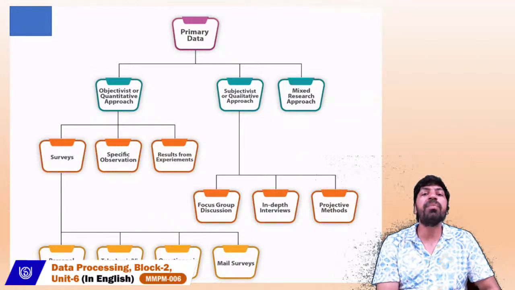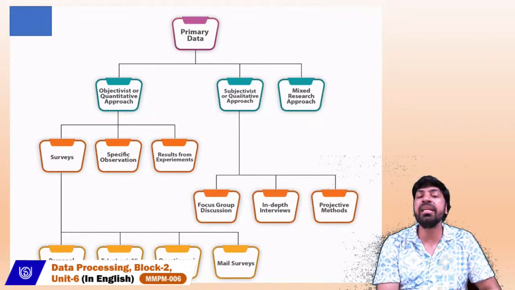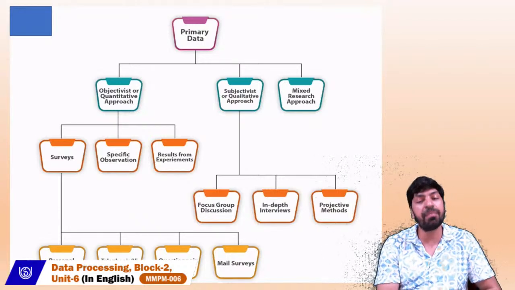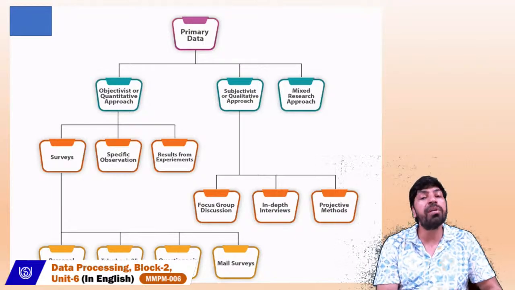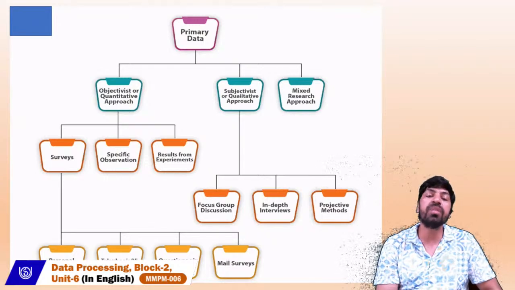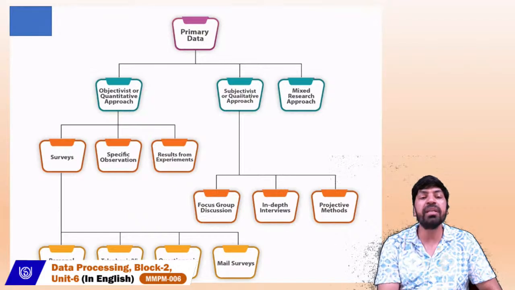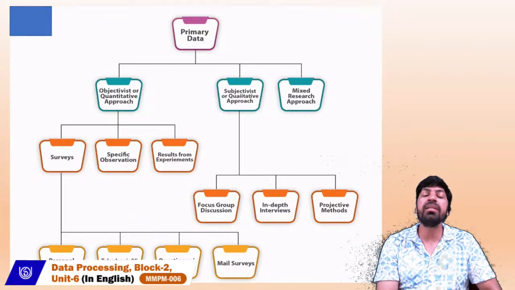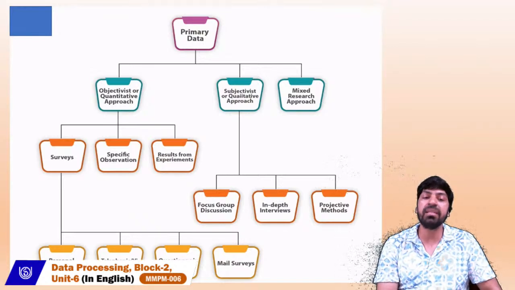Next is primary data, that means the sources of primary data. It is classified into three main approaches: the objectivist or quantitative approach, the qualitative approach, or the mixed research approach. When we talk about the quantitative approach, it is also classified into three main categories: the survey, specific observation, and the results from experiment.